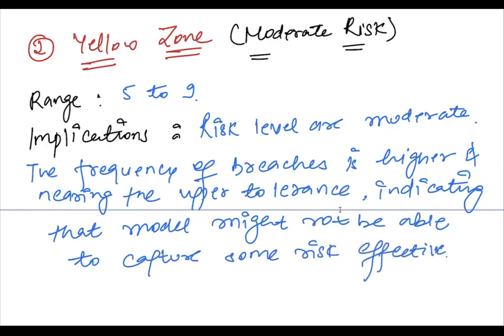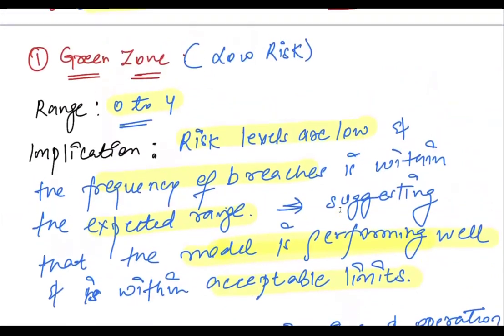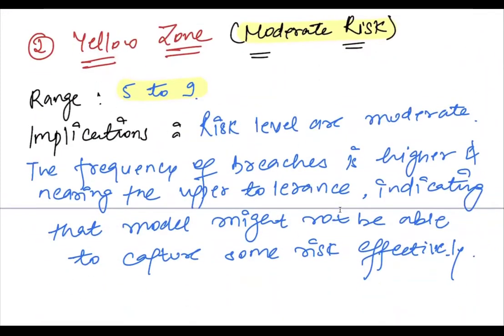Okay, just think about what we are trying to say. We are saying that the yellow zone is a moderate risk. When will someone give a yellow zone to a model? They will only give it when the breaches are between 5 to 9. In the green zone, the breaches were between 0 to 4. Now here the breaches are increasing. And what is a breach? A breach is nothing but your daily loss exceeding your value at risk loss, right?